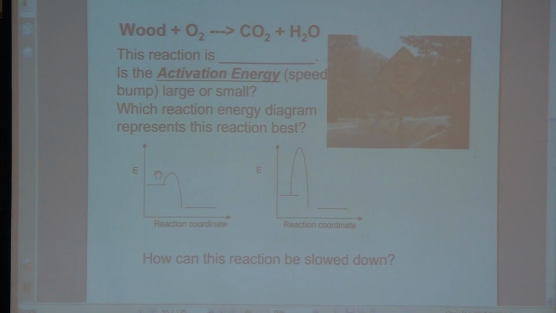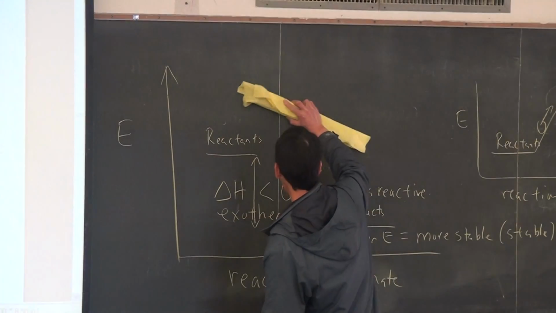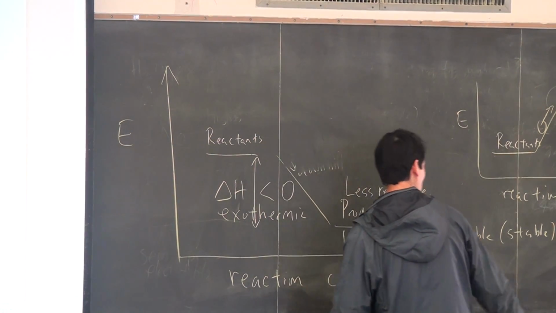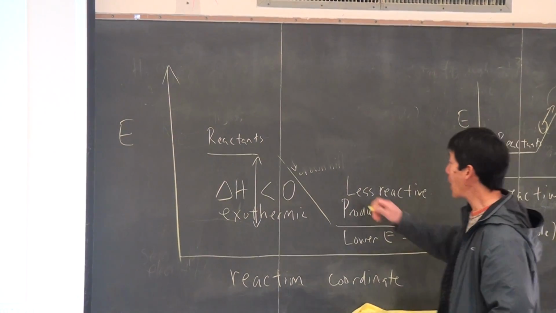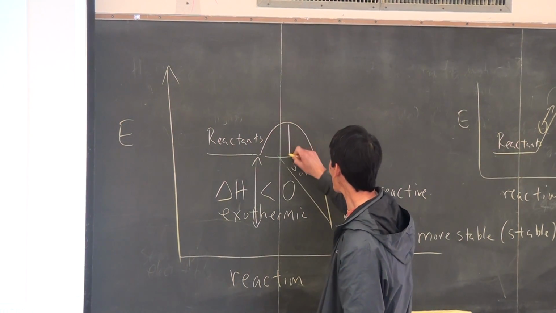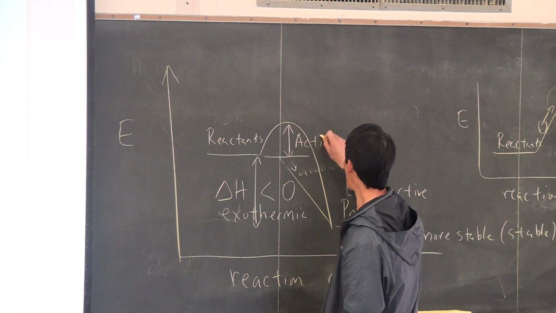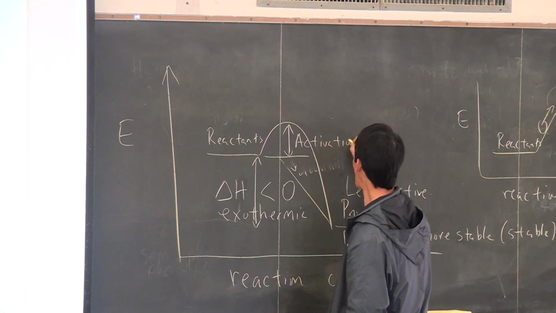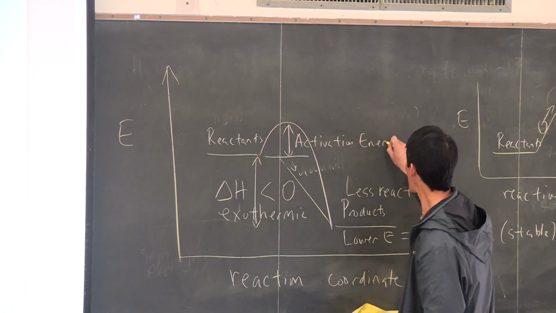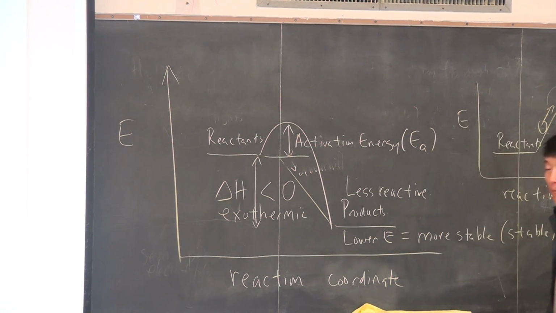So on our graph and our diagram here, let me erase this part here. Okay, so note that the activation energy is represented by this. It's our speed bump for the reaction. So this energy here, this is the activation energy. And the symbol for activation energy is EA.